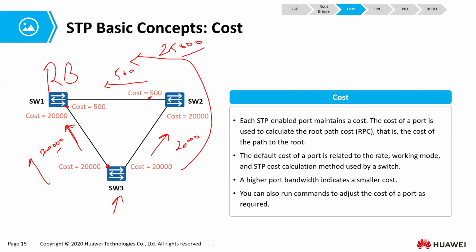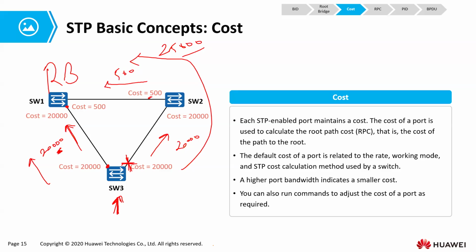This one is 20,000. Why are these values important? These are the values we use to block links. The link with the lowest root path cost is the one that will not be blocked. So in this case, if I'm to block a link from the perspective of switch 3, I can block this link because of the cost. But I think on this slide, we just wanted to define what the cost is.